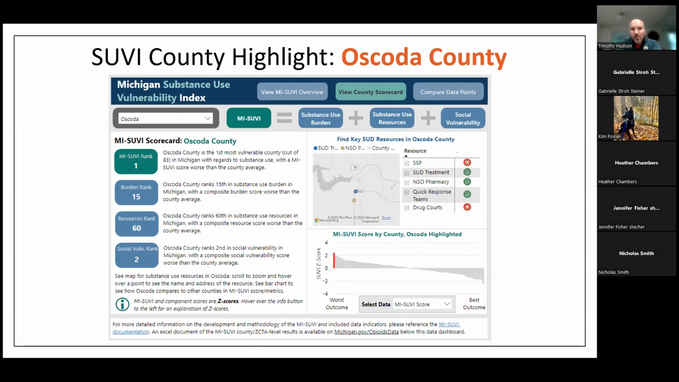So we see Oscoda ranks pretty highly in burden and pretty low in terms of substance use resources. And they also have pretty high social vulnerability. They're the second highest socially vulnerable in terms of the SVI. And we see they don't have any, I think it's 0% of their population lives within a 15-minute drive of an SSP. And at least at the time of publishing this, there were not any SSPs operational within the county, and there are not any drug courts in the county as well.